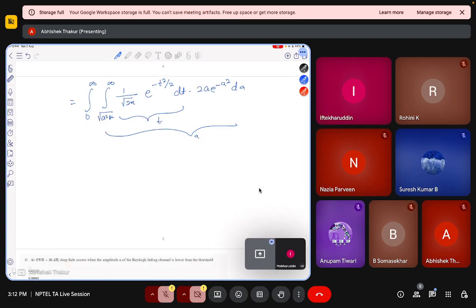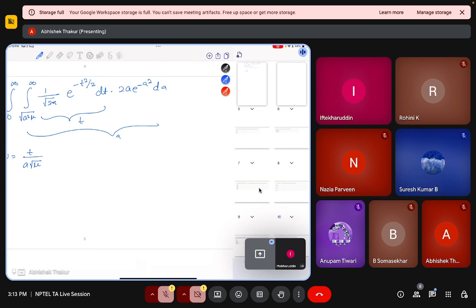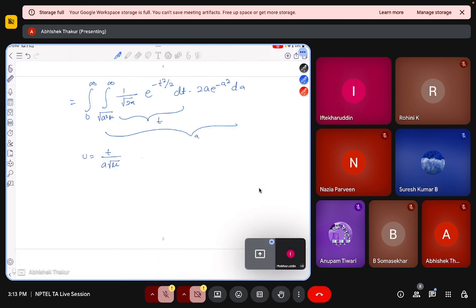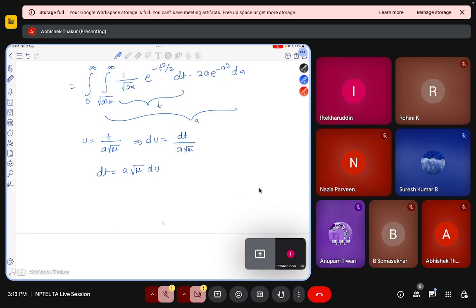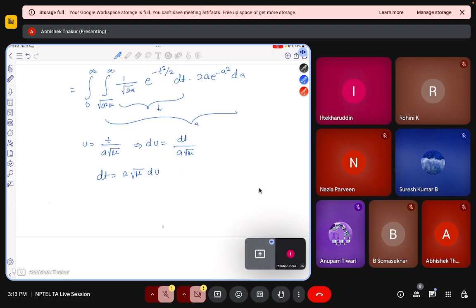So now what we can do, we can substitute u is equal to t by a square root of mu. So after that, differentiating on both sides, du is equal to dt by a square root of mu. So dt is equal to a square root of mu du. Okay, so now we will substitute this value.